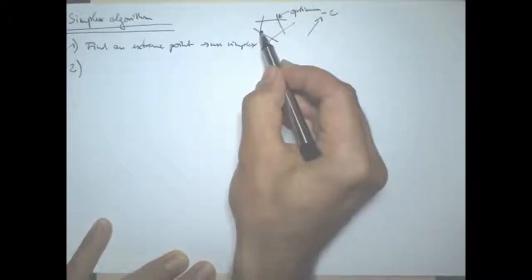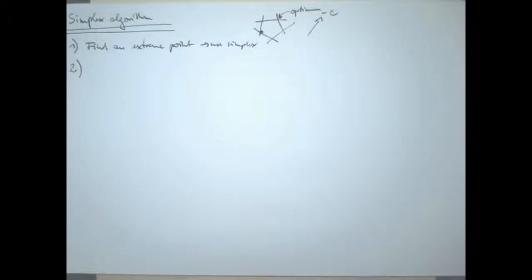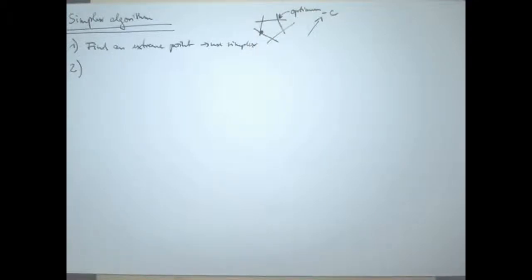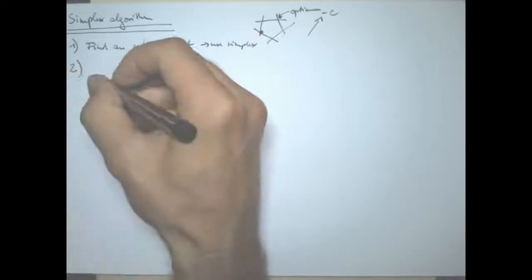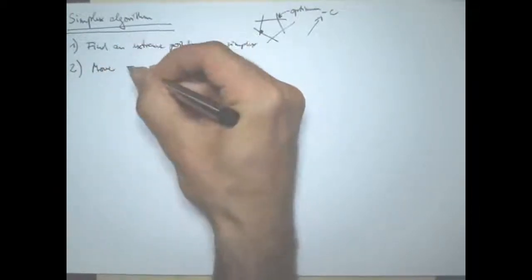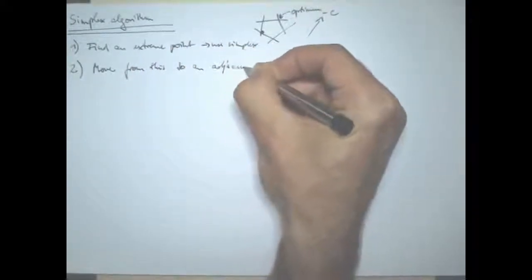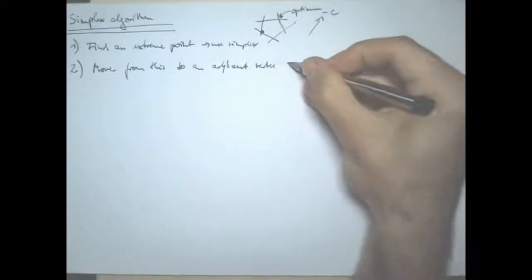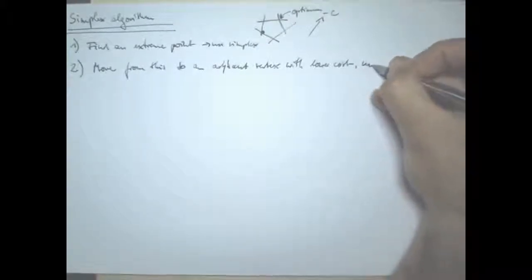What we do is that we move from one vertex to the adjacent vertex and so on until we're at the optimum. And again, in high dimensions, this polyhedron is going to be a multi-faceted body, and it's not totally obvious how to move from one neighbor to the next and so on. And this is just what we're going to look at now. So secondly, we move from this to an adjacent vertex such that we lower the cost. Until we have reached an optimum.